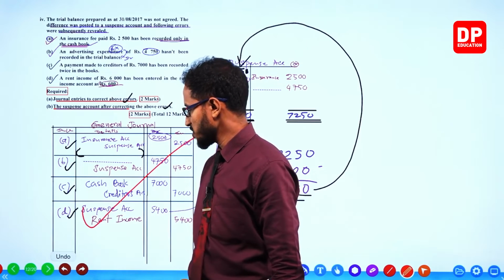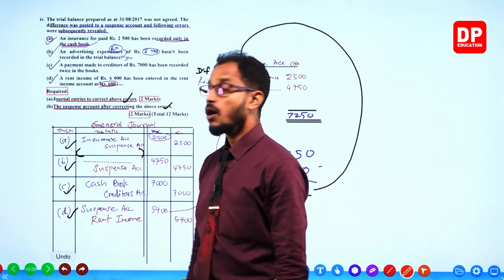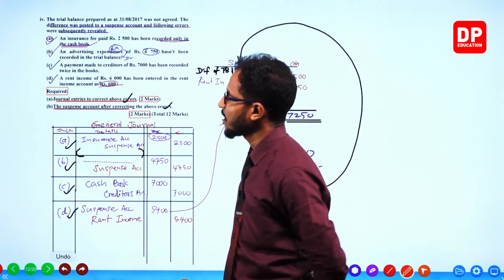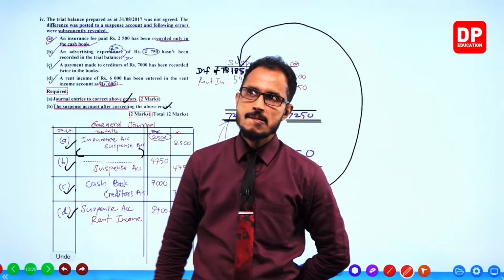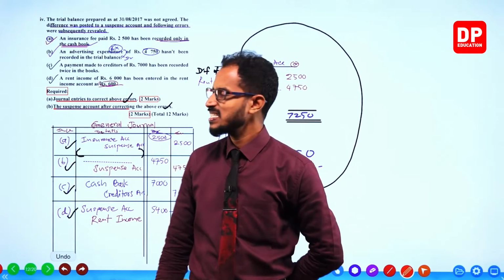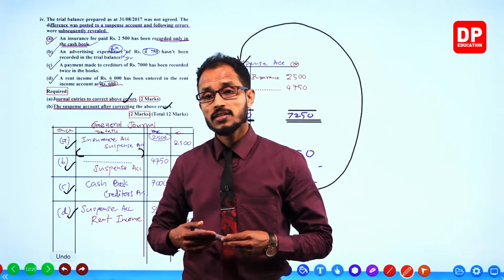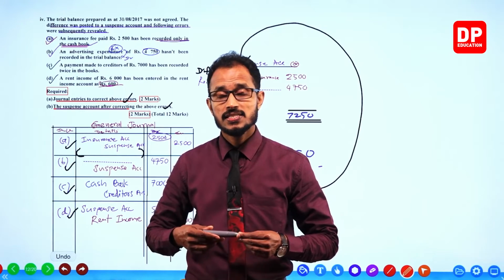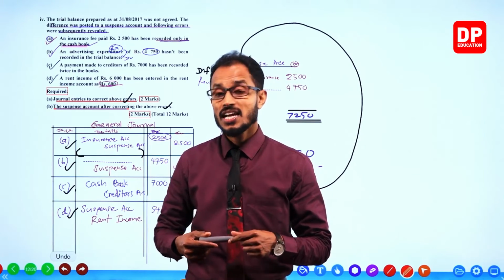This is the 6th question, children. 6th question of the 2017 Western Province 3rd term paper. That is the accounting part. The question before the last question. The last question is the 7th question.